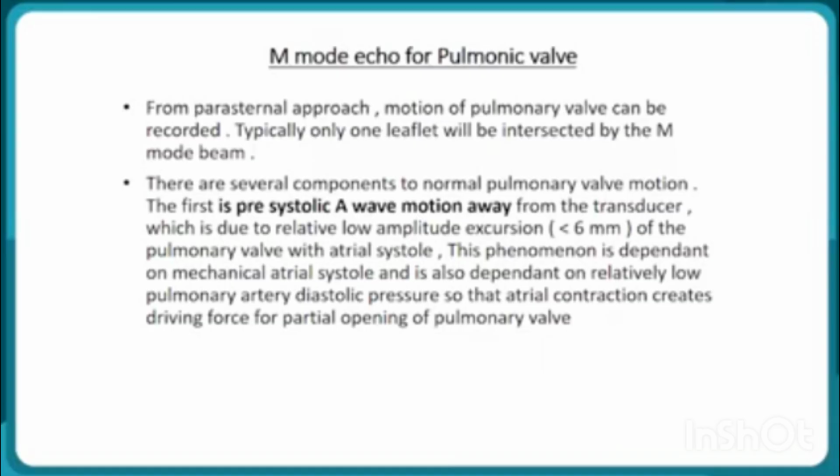The M mode echo for the pulmonary valve. From the parasternal approach, motion of the pulmonary valve can be visualized. Typically, the M mode beam will intersect only one leaflet. There are several components to normal pulmonary valve motion. The first is the presystolic A wave motion away from the transducer, which is due to low amplitude excursion of the pulmonary valve due to atrial systole.